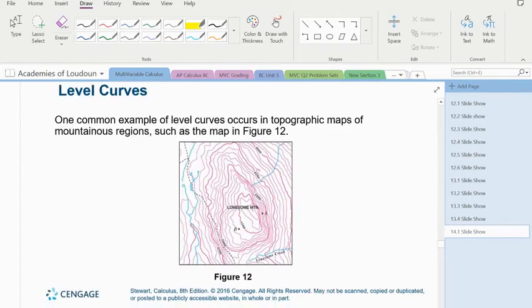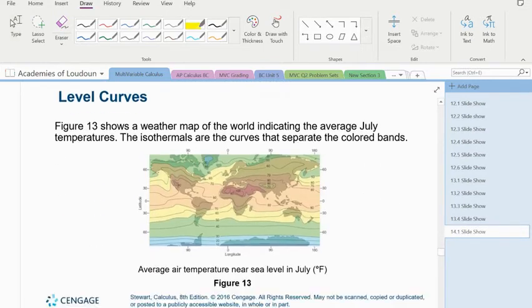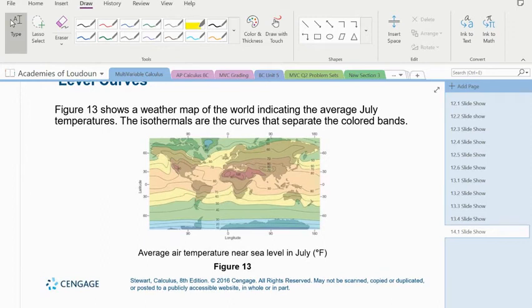One common example of level curves occurs in topographic maps of mountainous regions, such as the map in Figure 12. The level curves are curves of constant elevation above sea level. If you walk along any one of these contour lines, you neither ascend nor descend. Another common example is a temperature function. Here, the level curves are called isothermals and join locations with the same temperature. Figure 13 shows a weather map of the world indicating the average July temperature. The isothermals are the curves that separate the colored bands.